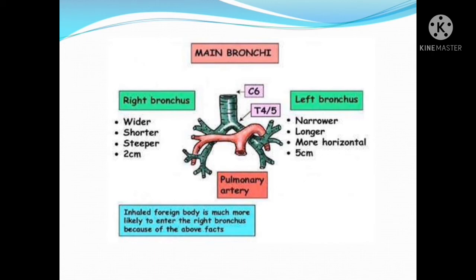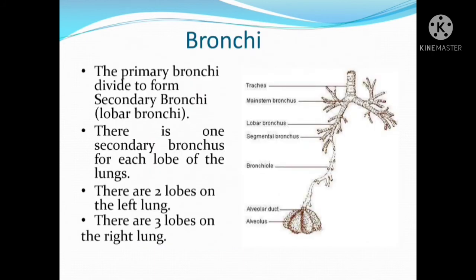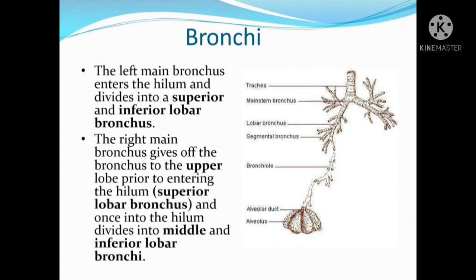The principal bronchus divides into the secondary bronchi, otherwise called lobar bronchi. There is one secondary bronchus for each lobe of the lung. So the right lung has 3 lobes, so 3 lobar bronchi, and the left lung has 2 lobes, so 2 lobar bronchi. The left main bronchus enters the hilum and divides into superior and inferior lobar bronchi. The right main bronchus gives off the bronchi to the upper, middle and lower lobes.